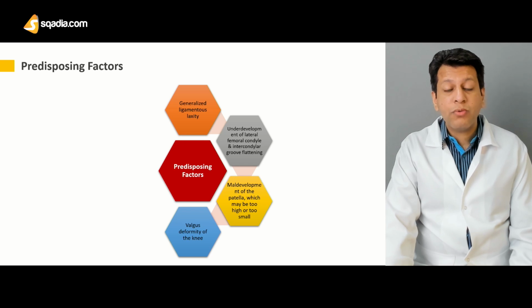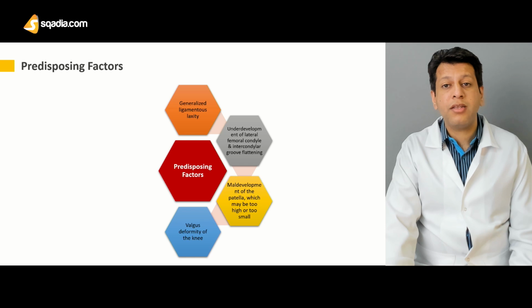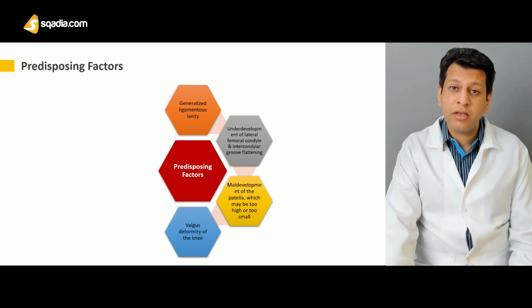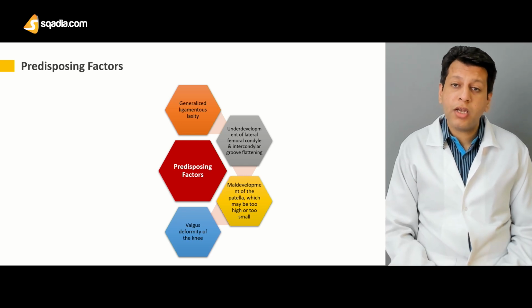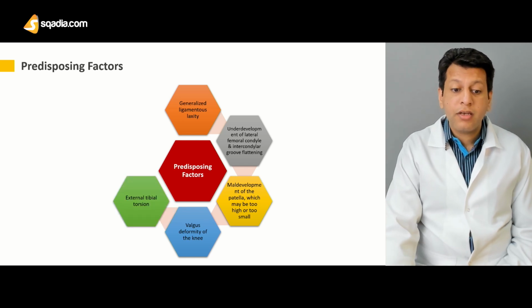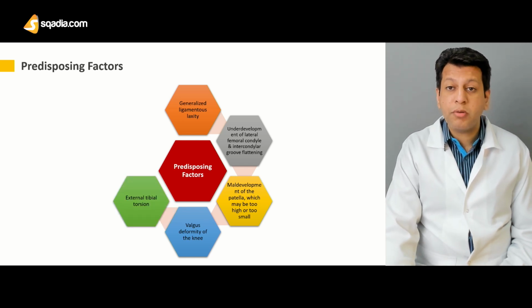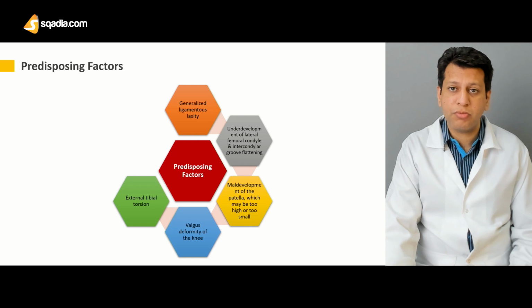Then, as I told you, valgus deformity of the knee could be isolated because this genu valgum increases the Q angle, or it could be part of the miserable malalignment syndrome in which there is increased femoral anteversion, genu valgum along with external tibial torsion. Then, external tibial torsion could be isolated or part of the miserable malalignment syndrome. All these factors could be bony or general factors as well.